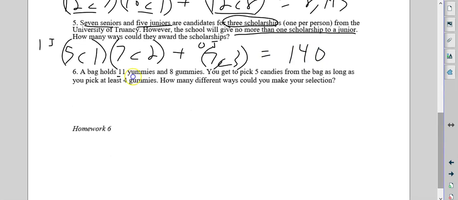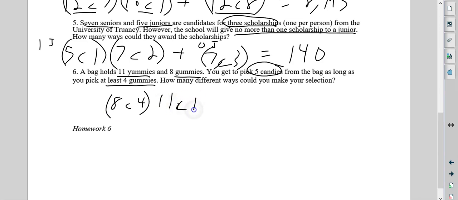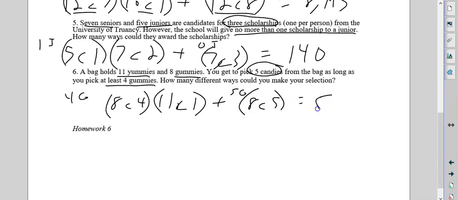Last but not least, a bag holds 11 yummies and 8 gummies. You're picking 5 candies, but you must pick at least 4 gummies. So there's 8 gummies to choose from. What if you pick 4? Well, that leaves 1 candy left, which is a yummy. So again, this is 4 gummies. But what if they were all gummies? When you do that, you get 826. And that's it.